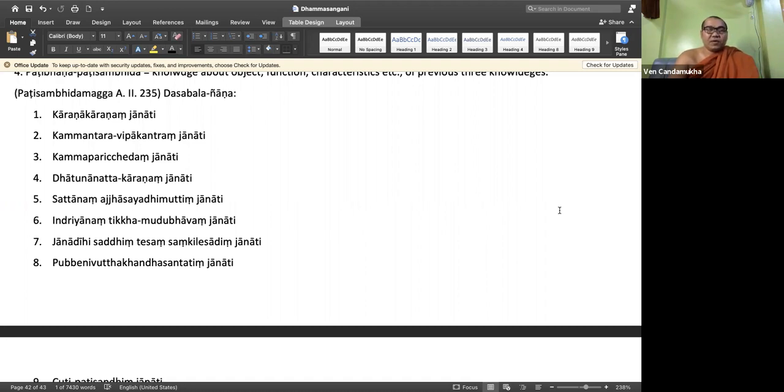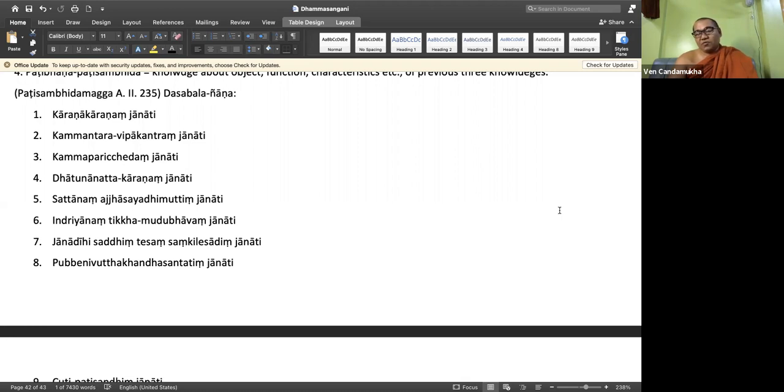And then number 3 is the Kama Paricheda, the limit of the Kama. Then Dhatu Nanata Karana Janadi, so the reason for being different temperament. Dhatu here does not mean the element, but the temperament. We have a different temperament.